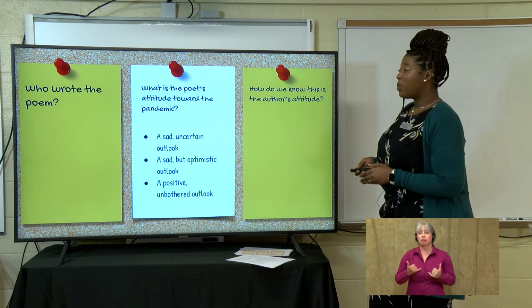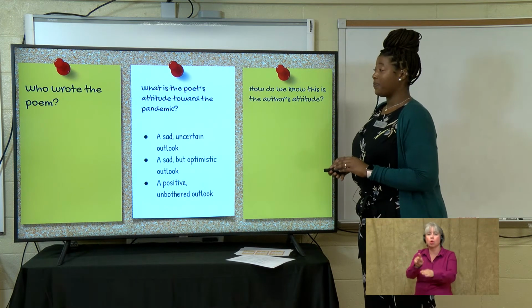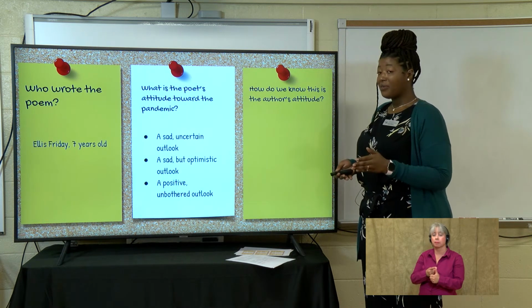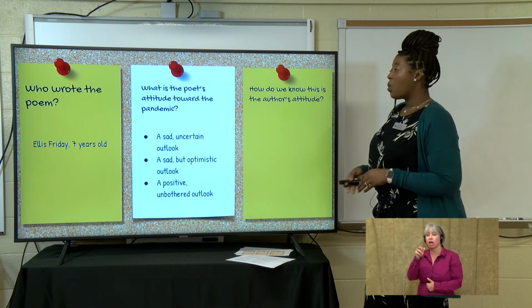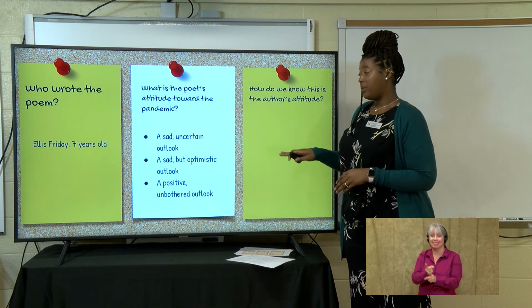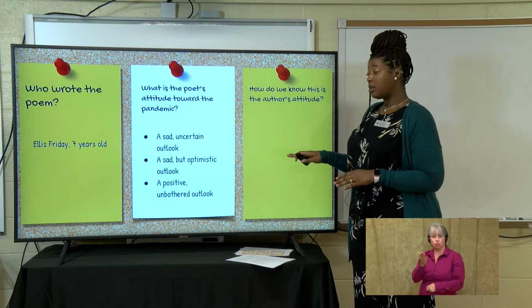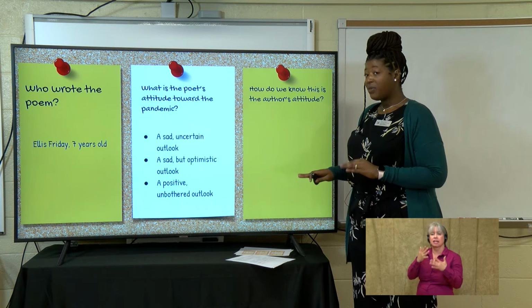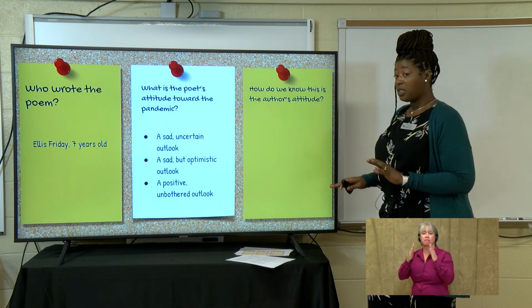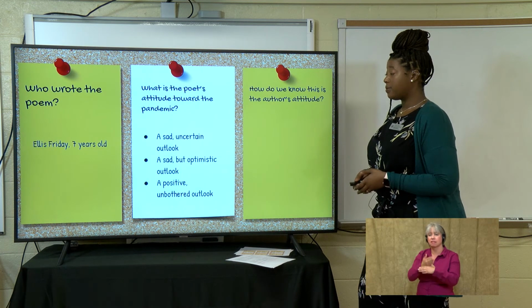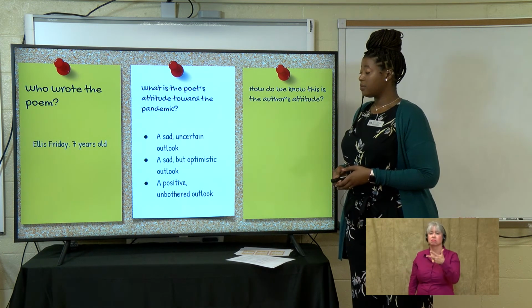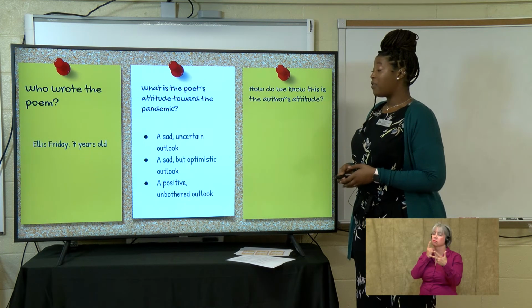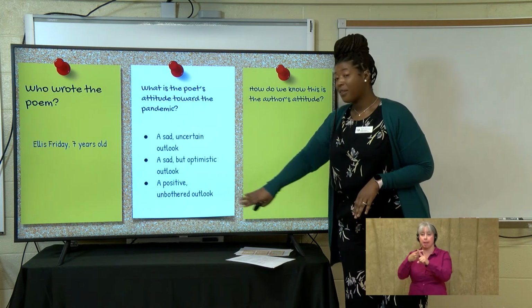Okay, who wrote this poem? If you said Ellis Friday, a 7-year-old, you are correct. What is the poet's attitude toward the pandemic? A, a sad, uncertain outlook. B, a sad but optimistic outlook. Or C, a positive, unbothered outlook. Think about that for just a moment. If you said C, a positive, unbothered outlook, you are correct.